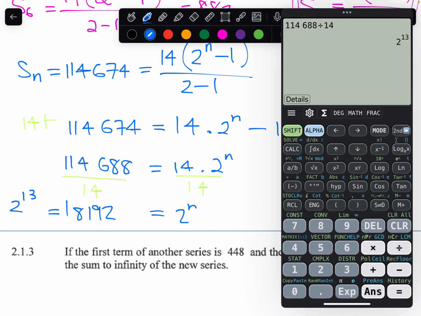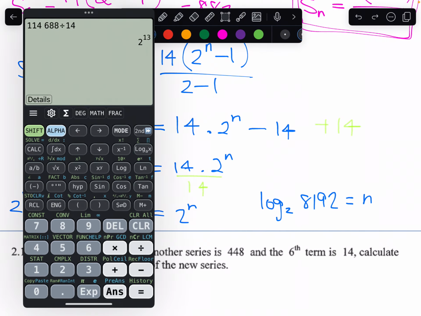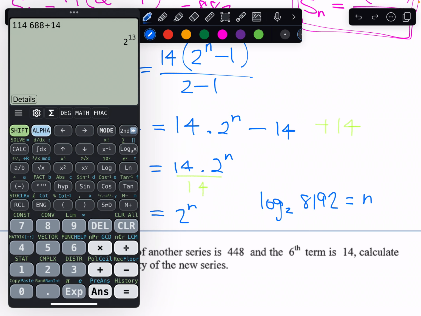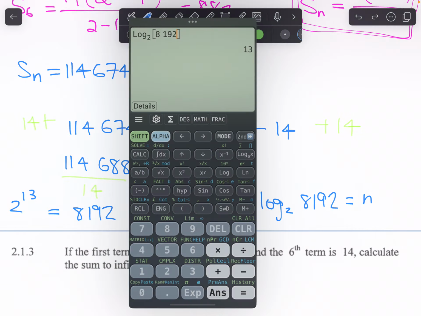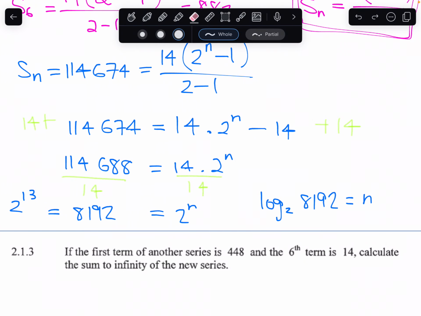Alternatively, we could rewrite this using logs, right? So we could say this is the same as saying log base 2 of 8192 is equal to n. If you then punch this into your calculator, so log base 2 over here, 8192, and we get our answer of 13. So those are both perfectly okay ways to go about it.